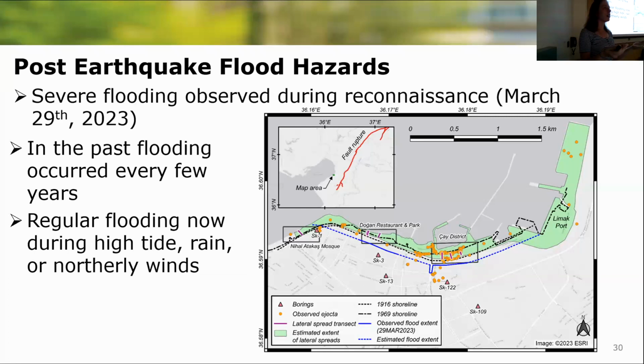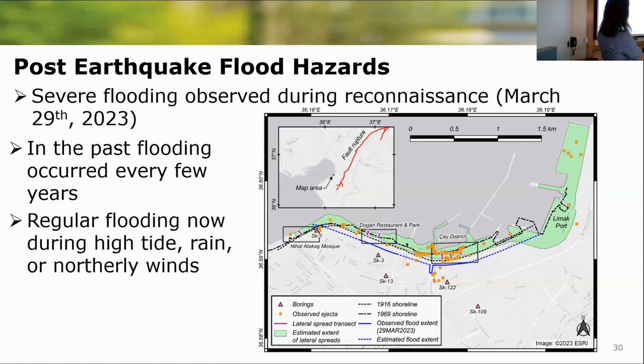And we saw it when we were on the ground, folks were pumping out their basements in the Chai district. And then we actually saw the flooding happen on March 29th. So it seems that now this is something that folks are living with in Iskenderun, this regular flooding. My colleague Patrick, who was on the ground with me, put together this map showing the extent where we observed flooding on March 29th, which is this blue line here.